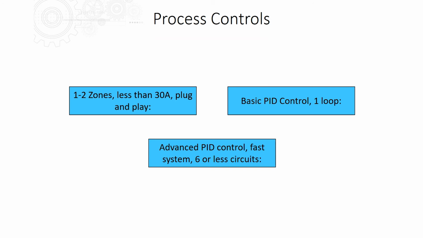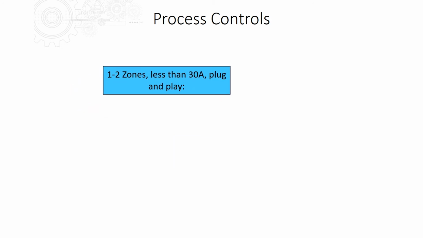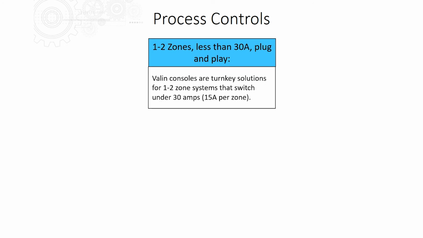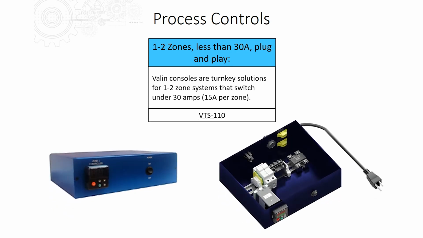Let's start with 1 to 2 zones, less than 30 amps, and plug-and-play systems. For this kind of a system, we would use a Valin console. There are turnkey solutions for 1 to 2 zone systems that switch under 30 amps. The base code for this would be VTS-110. However, there's a variety of options to choose based on your design.